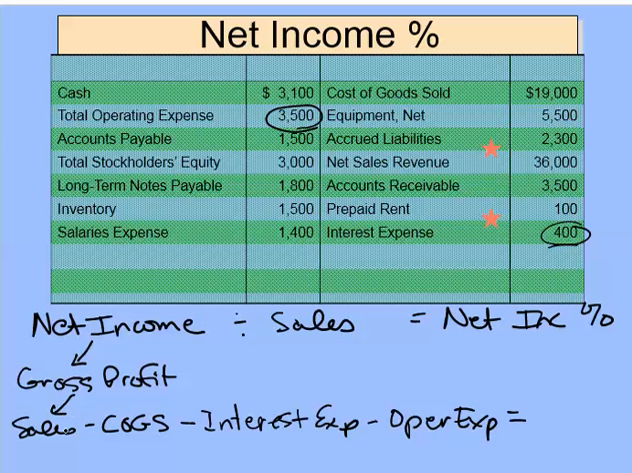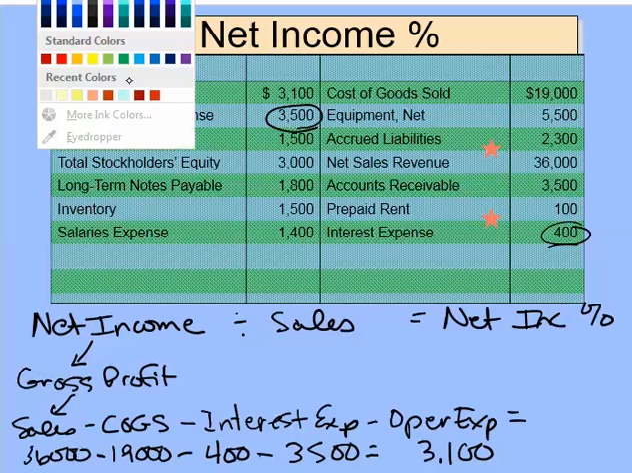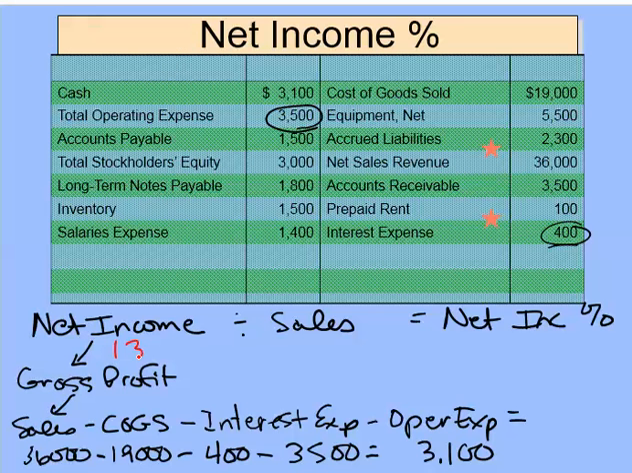And if we do that, we have sales of 36,000. Cost of goods sold was 19,000. Interest expense was 400. And our operating expenses were 3,500. So that gives us net income of $13,100. So let me come back up here. We'll go ahead and write that in, 13,100. We can divide that by our sales number, which was 36,000. And that gives us net income percentage of 36.39%.